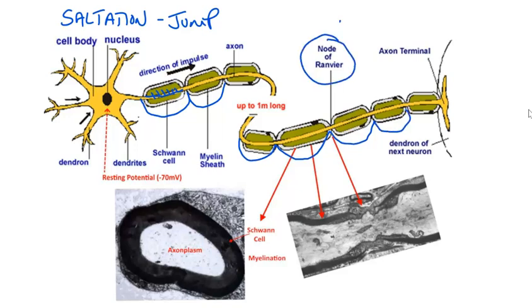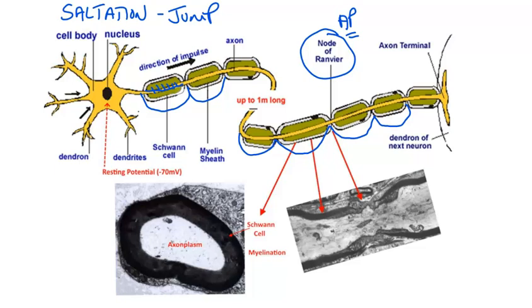So this is the only place where you will see the establishment of an action potential. And the influence of this is to greatly accelerate the conduction of nerve impulses along the axon.